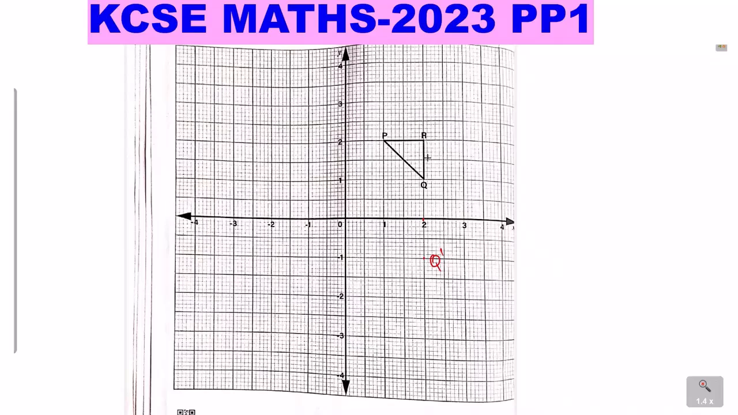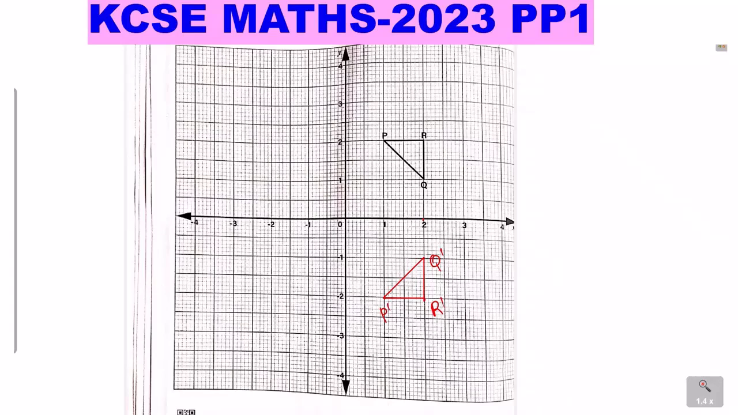Then look at R. R to the line of reflection, that is the x-axis. How many squares? 1, 2, 3, 4. So from the x-axis, you count 4 squares. It will be here. So that will be R prime. Then P, distance from P to the x-axis. 1, 2, 3, 4. So 4 again. And it should be perpendicular. So it should be here. So this is P prime. Then you join P prime, Q prime, R prime. So that is how you're supposed to do that.